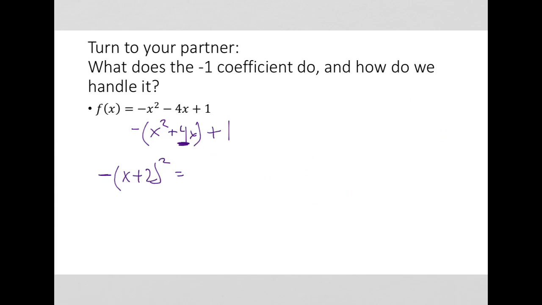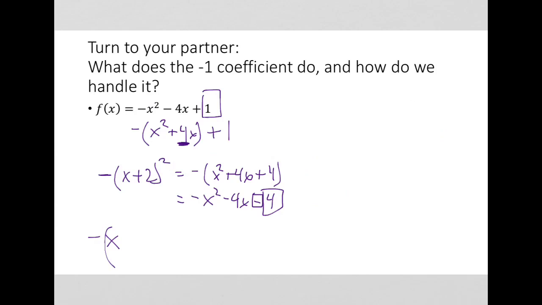But let's think about what that is. If I simplify the inside, I'm going to get x squared plus 4x plus 4. And so then if I distribute that negative in, I get negative x squared minus 4x minus 4. And let's compare that to the original. First two terms are the same, negative x squared minus 4x. But there I have a constant term of 1, and here I have a constant term of negative 4. So to get from negative 4 to positive 1, I need to add 5 to both sides.